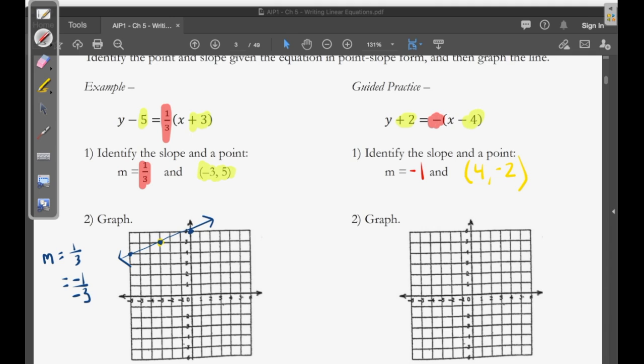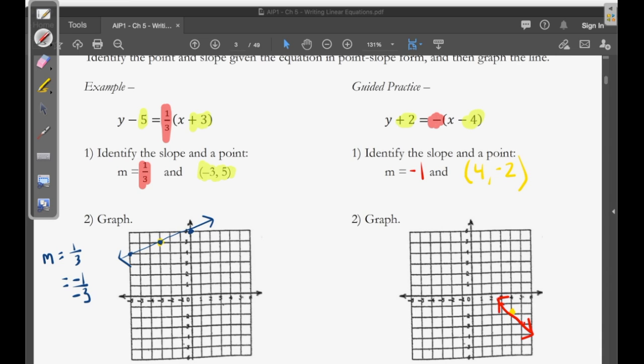When you go to identify this point, it's (4, -2). So now using that information, you're totally going to be able to graph this information on there, right? Graph your point, graph a couple of other points using the slope, and then draw your line.